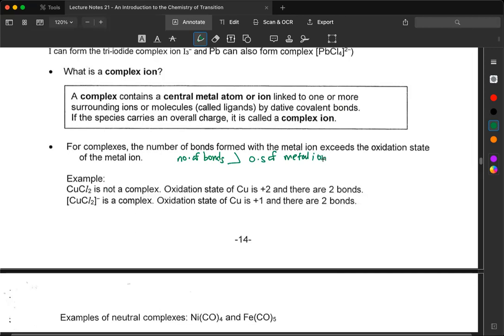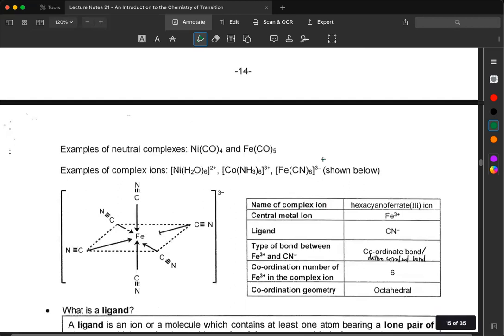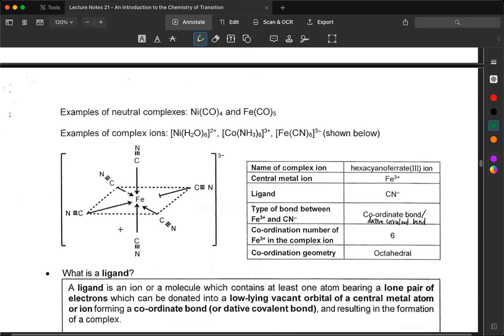So some important definitions and key points. There are examples of neutral complexes, it's possible, like these two, and complex ions like these three. And this is how the diagram looks. For example, iron with cyanide. Iron itself is 3+, and each cyanide is 1-. So how do you get the 3- here? This one is +3, this one is -1. Cyanide is CN-, so you need to take note of that. So you have +3 plus -6 gives you -3. That explains how the overall charge of -3 was derived.